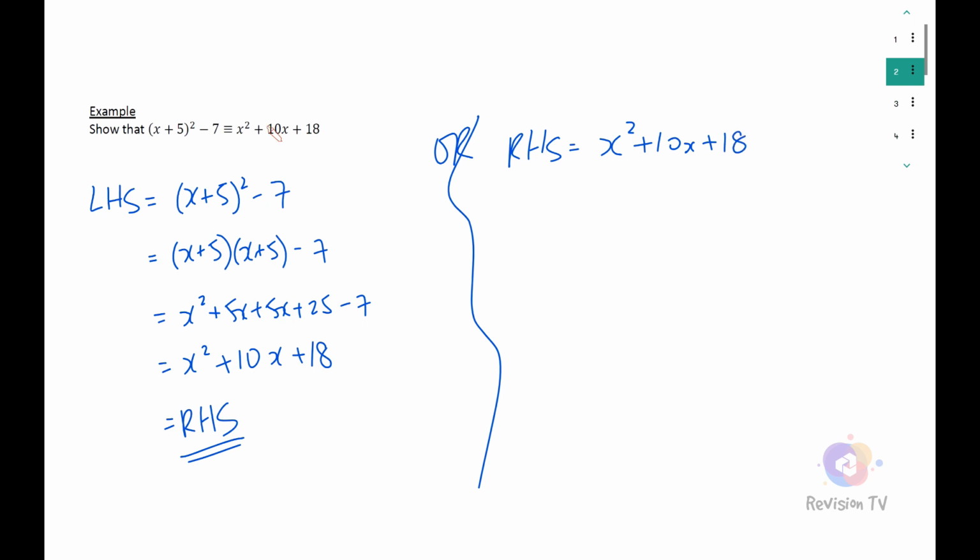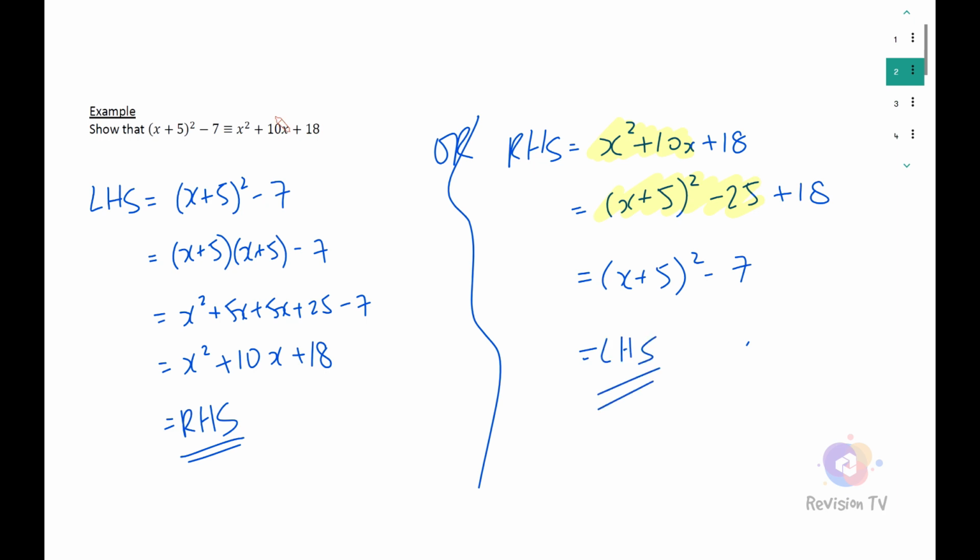We can complete the square. If we complete the square, we get x plus 5 squared minus 25 plus 18. So we complete the square on the x squared plus 10x. And then minus 25, oops, sorry. Minus 25 plus 18 is the same as minus 7, which is the same as the left-hand side. So that works, okay? I would say starting from the left-hand side is definitely a lot easier than the right-hand side, okay?